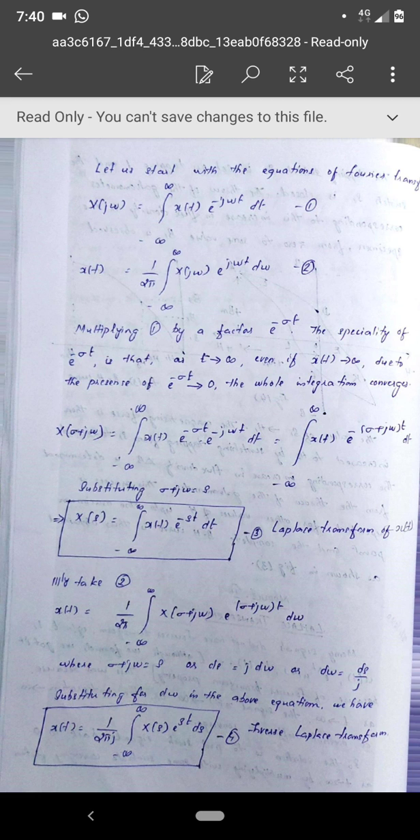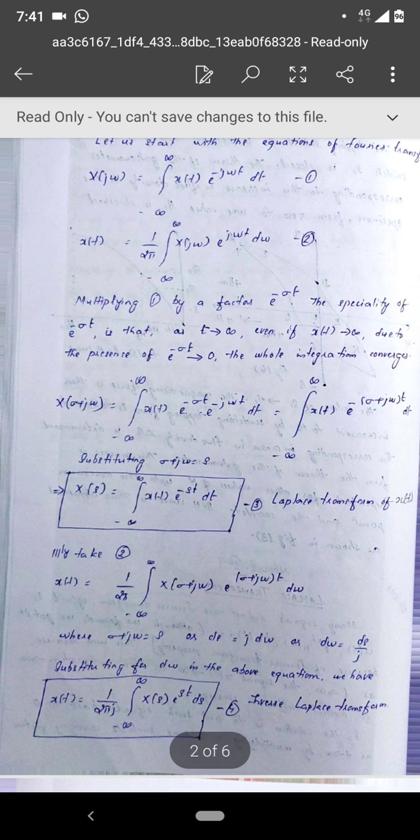So d omega is nothing but ds by j. Integration was with respect to omega. When omega tends to infinity, s also tends to infinity, and when omega tends to minus infinity, s also tends to minus infinity. So the limits of integration remain the same. Substituting everything, j can be taken outside because integration is only with respect to s. So we get 1 by 2 pi j integration from minus infinity to infinity X of s e raised to st ds.